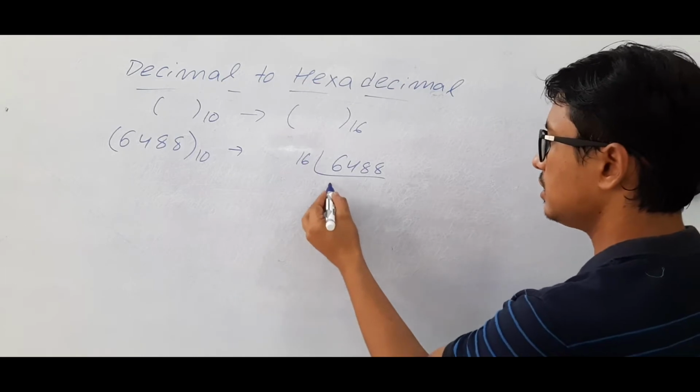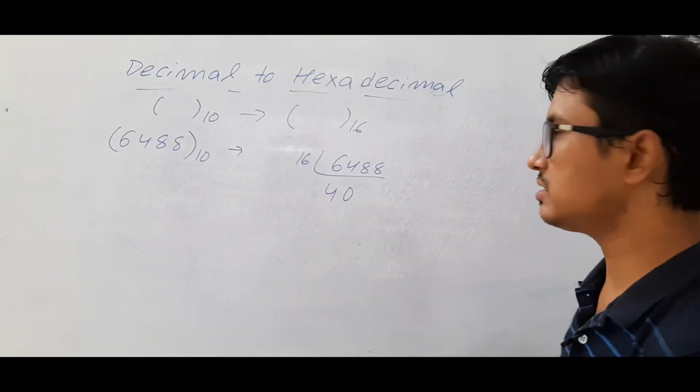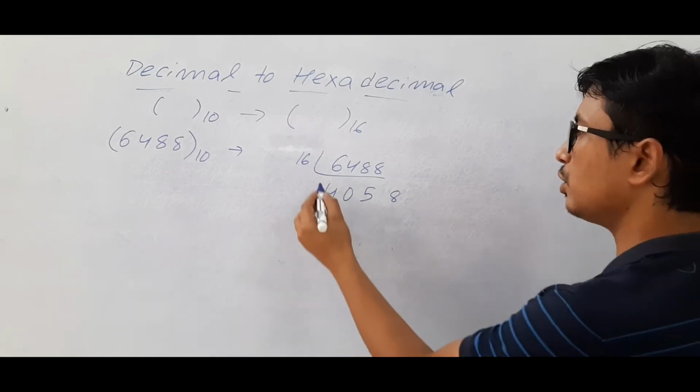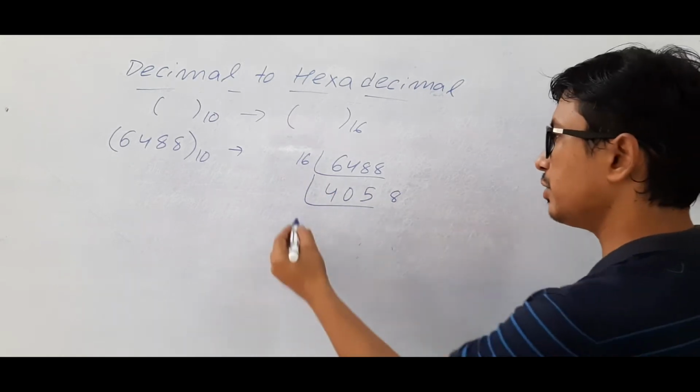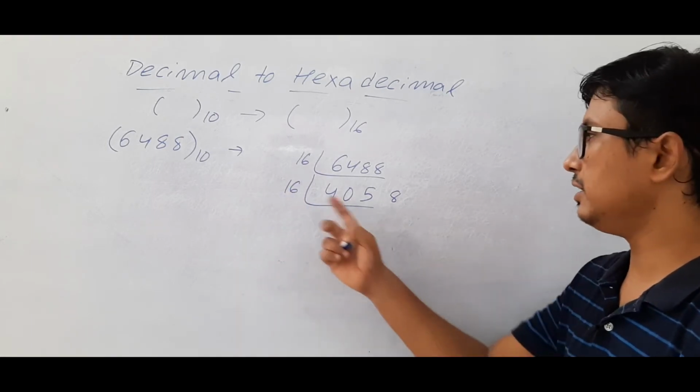What will I get? 16 4s are 64, so you will get 0. 16 5s are 80, so you will get the remainder as 8 and the quotient is 405. Now again, 405 is greater than 16, so we have to further divide by 16.